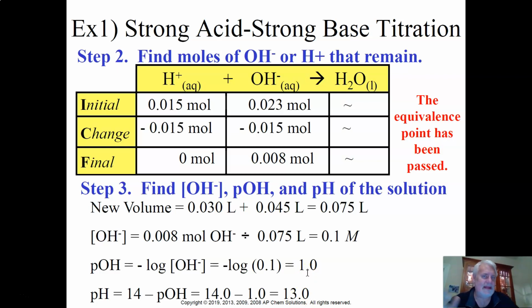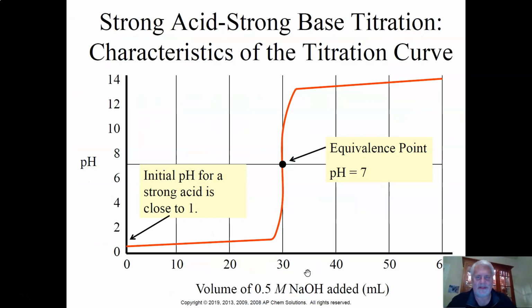So that's the basics of a strong acid, strong base titration. Now, your gut is telling you, I'll bet it's a little more complicated when you use the weak ones because of that whole equilibrium concept and Ka values and all that fun stuff. All right? And that is going to be true.